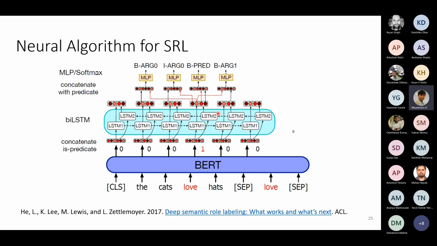So then again, there are many neural architectures, or neural algorithms, that people have proposed for performing these kinds of tasks. This is again from a paper, deep semantic role labeling. Here is the sentence which is given: The cats love hats, and love is the predicate here.